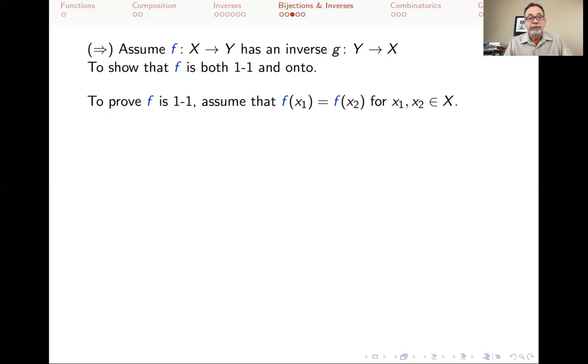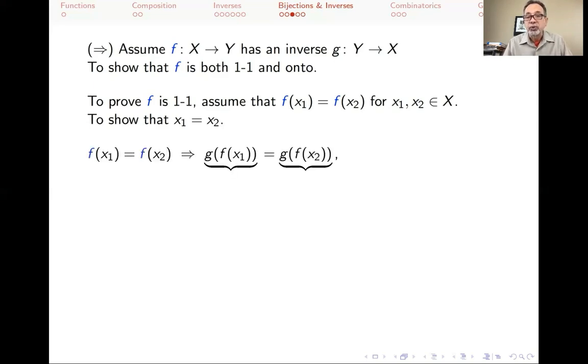So we are assuming that f of x1 equals f of x2, and then I'm going to somehow prove that x1 and x2 are really the same. What is f of x1 and f of x2? Those are elements of y, because f applied to x1 and x2 ends up in y. And so what can I do with that? I can apply g to them. They're both the same element of y because f sent x1 and x2 to the same place. So f of x1 is the same as f of x2.